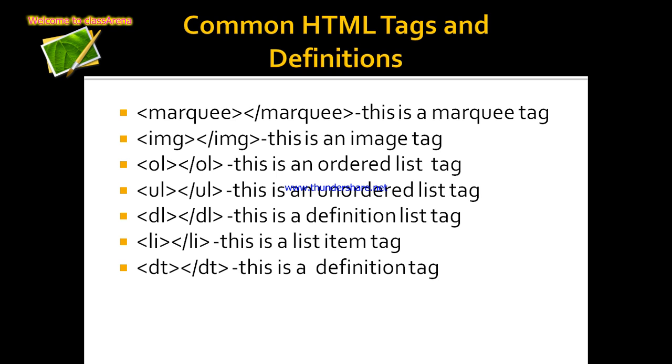Alright, let's go to the next one, which is the dd. This is the definition data or definition description. You understand? This is where the description of your item will go, describing what is above it.